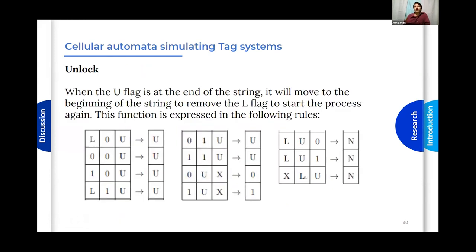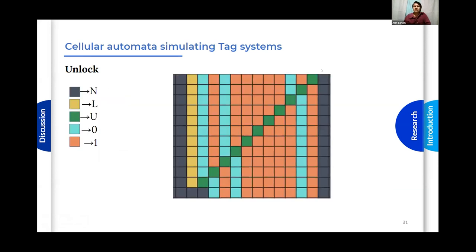And the unlock. Well, for unlocking the L symbol, we have the U symbol or flag. This flag will move to the start of the string, and delete the L flag and itself. And like this, the U symbol will move to the start of the string. And when these two flags are together, they will convert to the end symbol.